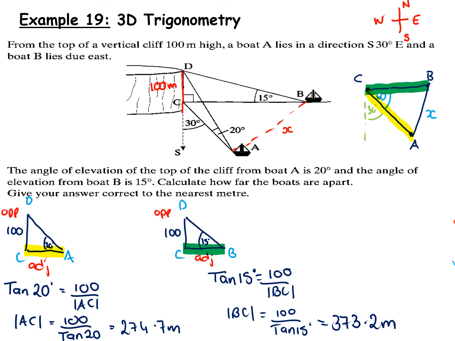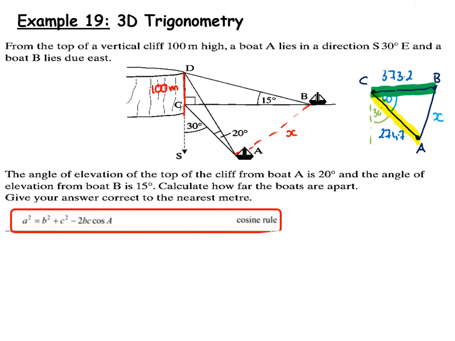So we have AC, which is 274.7 meters, and we have BC, which is 373.2 meters. So now I have two sides, the angle in between, and I want the third side. So we're going to be using the cosine rule to help us work out that length of AB. So just to make life a little bit easier, I'm going to re-sketch my triangle down here. So there's B, there's C, and there's A.